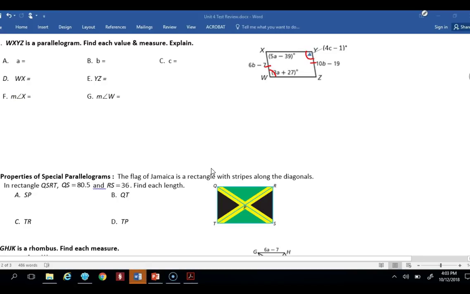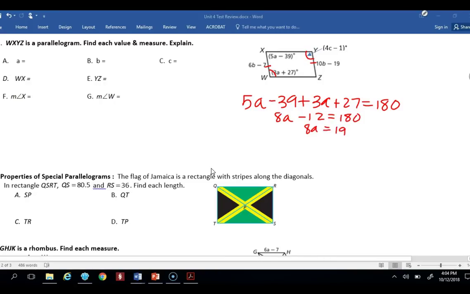Since it's asking me to solve for a first, I'm going to set this up with these supplementary angles, adding them together, and setting them equal to 180. So I'm going to combine my like terms. That's 8a minus 12 equals 180. When I add the 12 to both sides, that's 8a equals 192. When I divide the 8 into the 192, I get a equals 24. So that's my a up here. That's 24. Then it's asking me to solve for b.